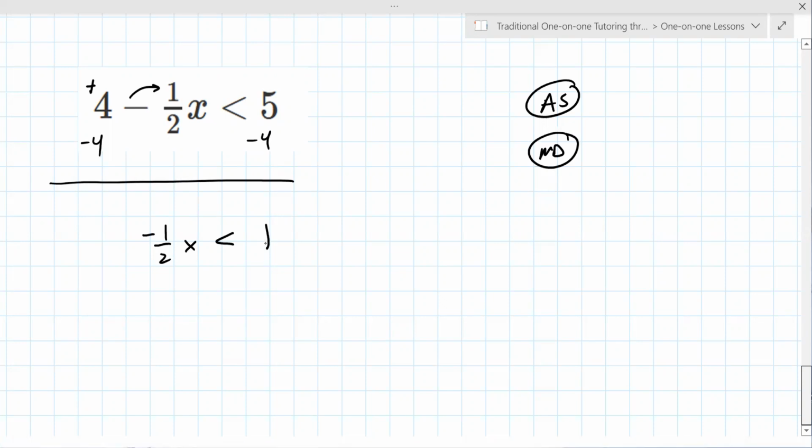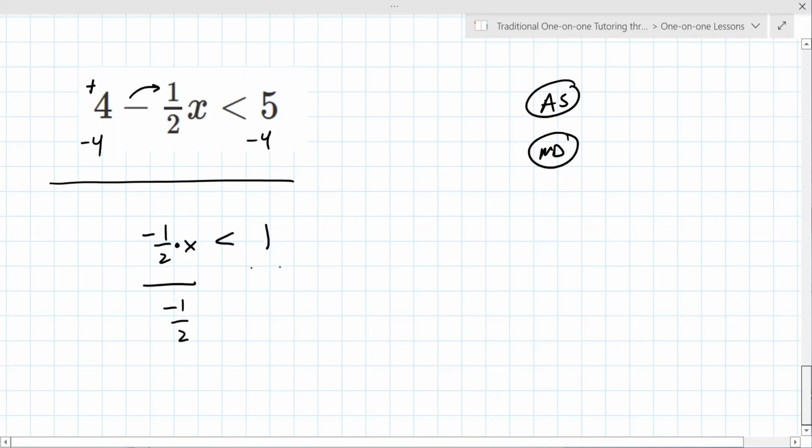Okay. See, we undid the addition by 4. We subtracted 4. How do you undo what's here? This is negative 1/2 times x. Would you multiply or divide? Divide. So you probably want to divide by negative 1/2. Is that right? Yes. Okay, and that is correct. It's kind of awkward though, because you're dividing by a fraction, but it is okay.